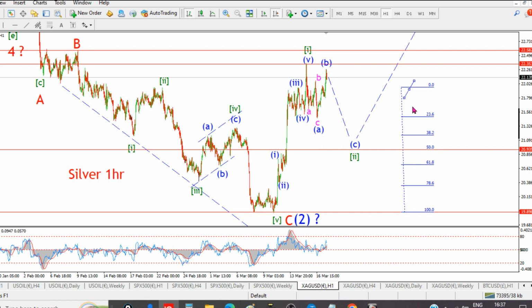So I would look for a decline in wave C of 2 next week, and we'll track it day by day, see how it goes. Okay, move on.